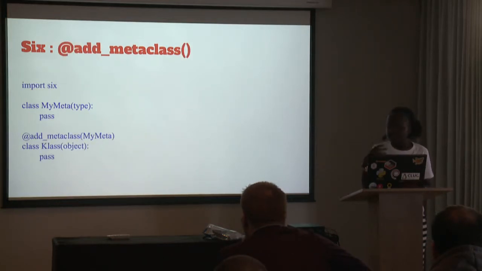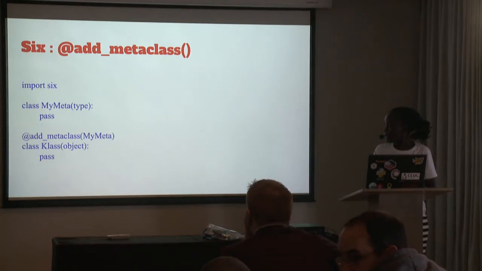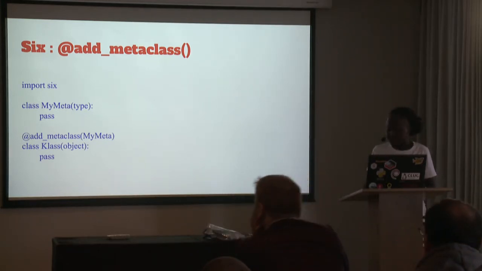Six also has another way of handling compatibility when setting metaclasses. It comes with a decorator that we can use. The decorator is called add_metaclass. We give it the metatype, whatever metatype we want, and it will set the metaclass on whatever class we want to set it on.